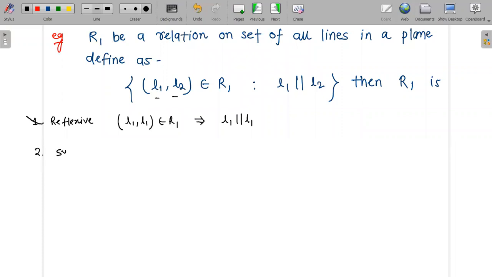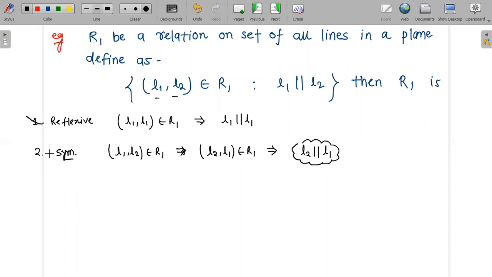Second one, we need to check whether the relation is symmetric or not. For a symmetric relation, if the element (L1, L2) belongs to relation R1, we need to prove that with the same relation (L2, L1) must belong to relation R1. If (L1, L2) belongs to R1, that means it is given that line L1 is parallel to line L2. Based on this information, we need to prove that L2 is parallel to L1. Since both the things are identical actually, there is no difference in L1 parallel to L2 or L2 parallel to L1. So this will make your relation symmetric.